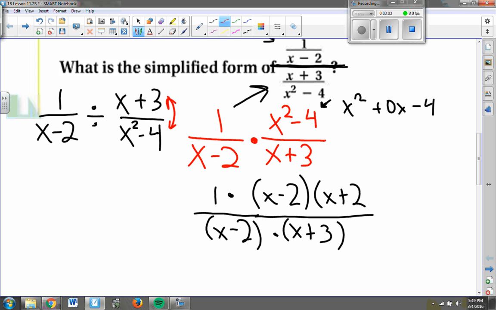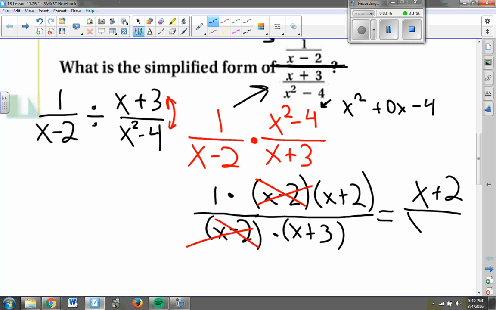So now that I have everything factored as much as possible, I see an x minus 2 and an x minus 2 that can get canceled. And my final answer is simply x plus 2 over x plus 3. That's my final answer. Like I said, this is very similar to what we did in our last video. The only difference is we have to change the way our problem looks when we begin. Turn it into a divide sign and then flip and multiply.